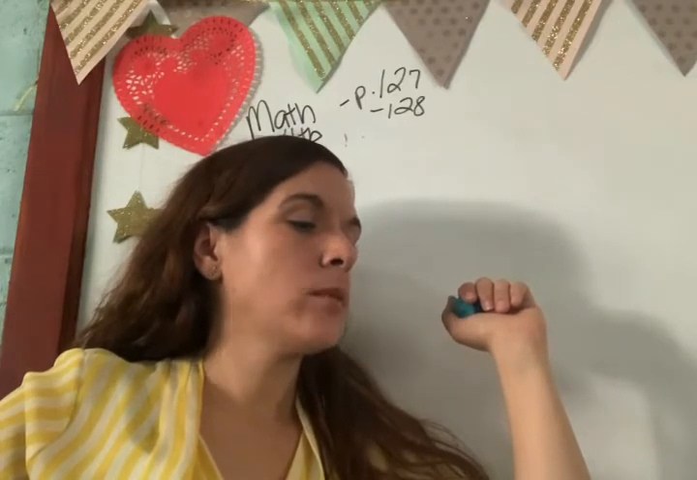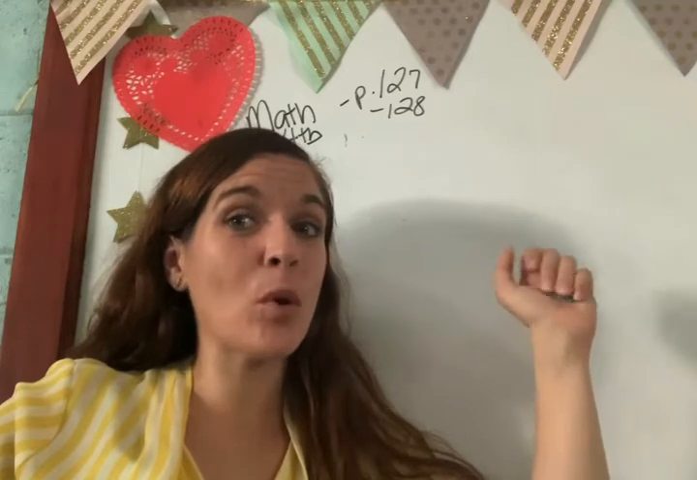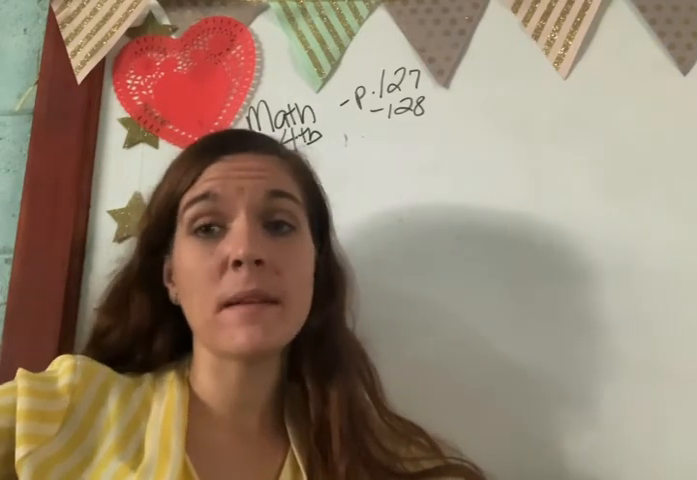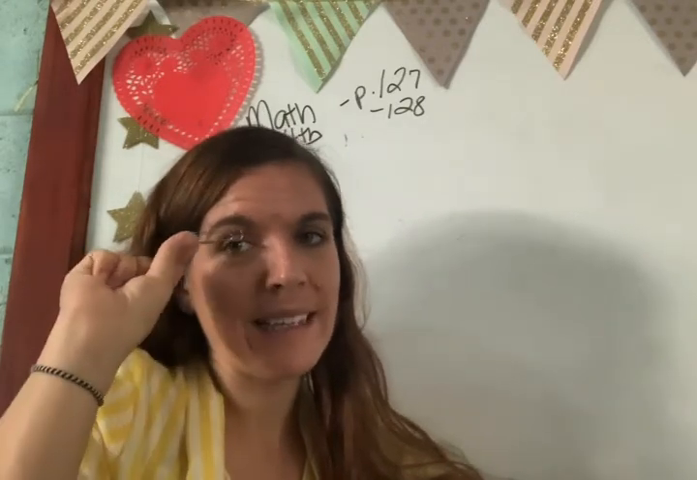Letter D. A gram weighs a little more than a tonelada. A tonelada is 2,000 pounds. Guys, I'm going to tell you right now that is false. This is a gram. 2,000 pounds is like an elephant.